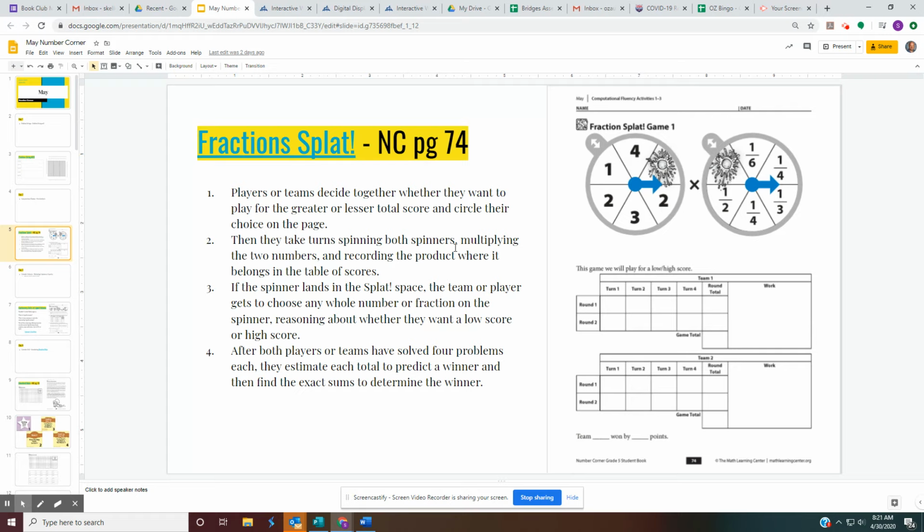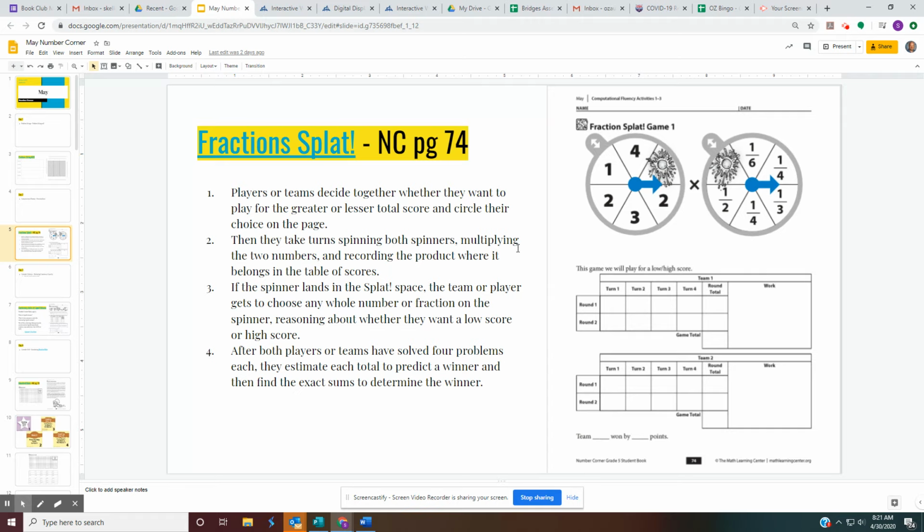Take turns spinning both spinners, multiplying the two numbers and recording the product, which is the answer to a multiplication problem, where it belongs in the table of scores. So I'm going to spin this spinner, it's going to land somewhere, and then I'm going to spin this spinner, and it's going to land somewhere. I'm going to do my work somewhere, either on the page or on another piece of paper or whiteboard, and I'll come up with a product, or an answer to that multiplication problem, and I'll write it in on turn 1 or turn 2, depending on what turn we're on.